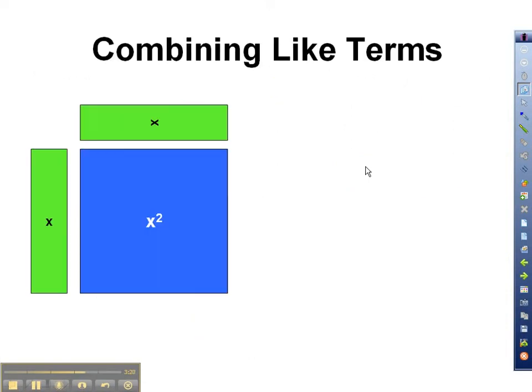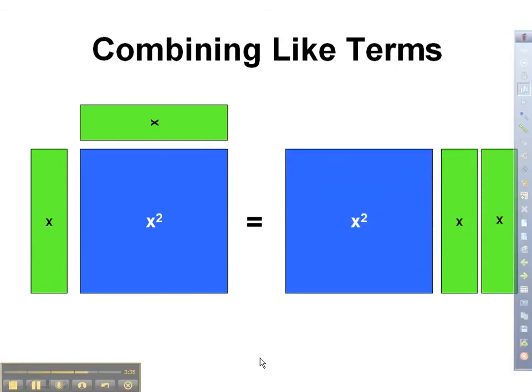Okay? Here I've got some algebra tiles. I've got an x squared here and an x and an x here. If I put like things together, I would say I have an x squared plus 2 x's. And we've just combined like terms.